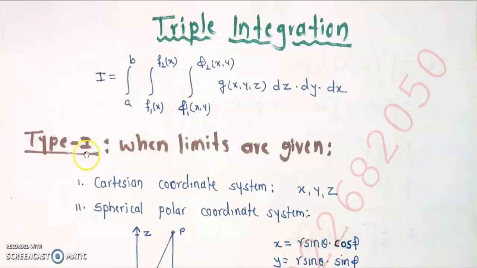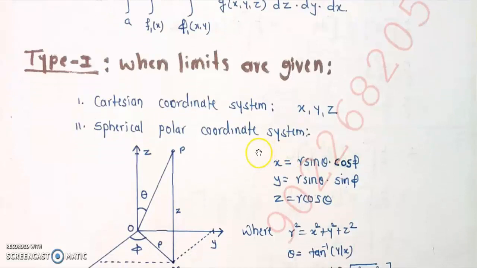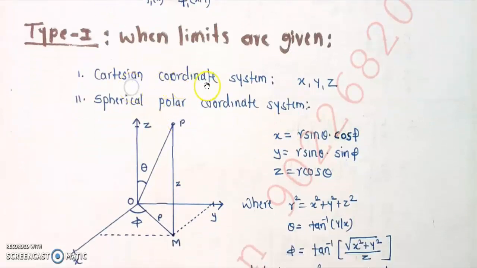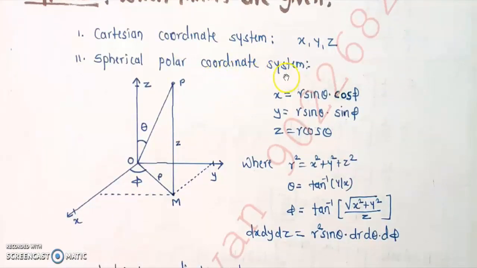Today, the first type we are going to see is when limits are given, how to decide which limit is for which variable, and then how to solve. Before that, we must go through the different formats of coordinate systems. First is the Cartesian coordinate system, where we solve for x, y and z. Second is the spherical polar coordinate system.